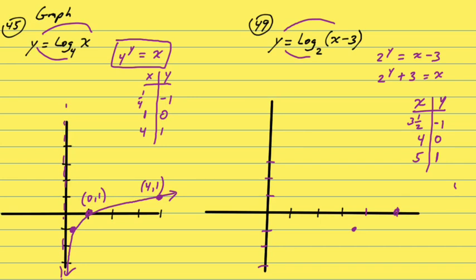4, 0 is going to be here. I'm sorry, I have that backwards. 4, 0 is going to be here, and 5, 1 would be about here. I notice that what makes this 0 is 3. That's where the vertical asymptote is, at 3. So it actually should look something like this. Again, if you have a graphing utility, you might be able to graph this on your calculator.